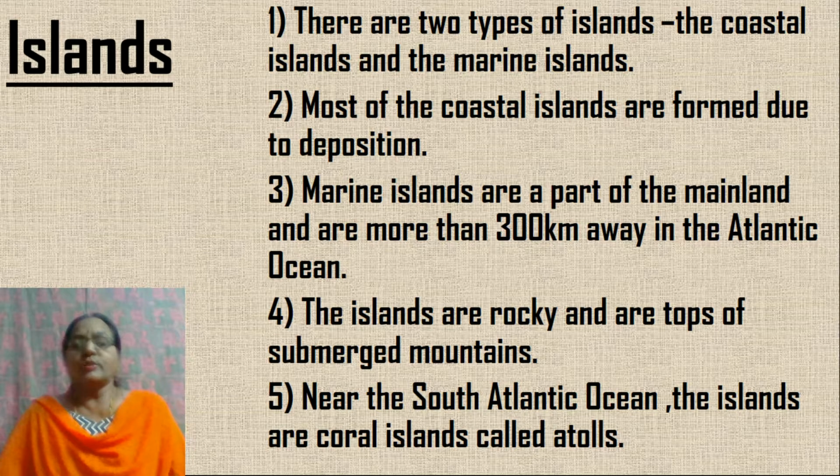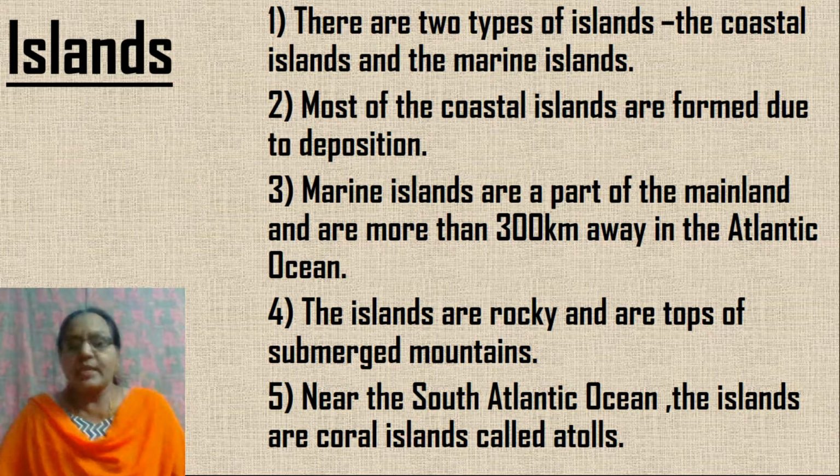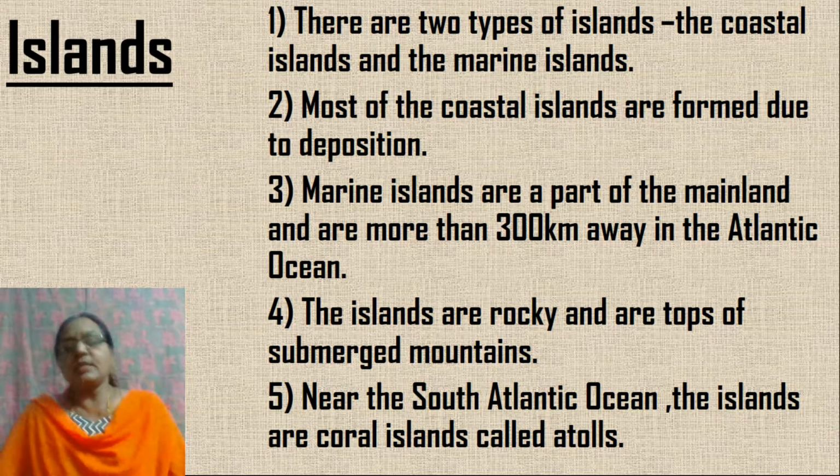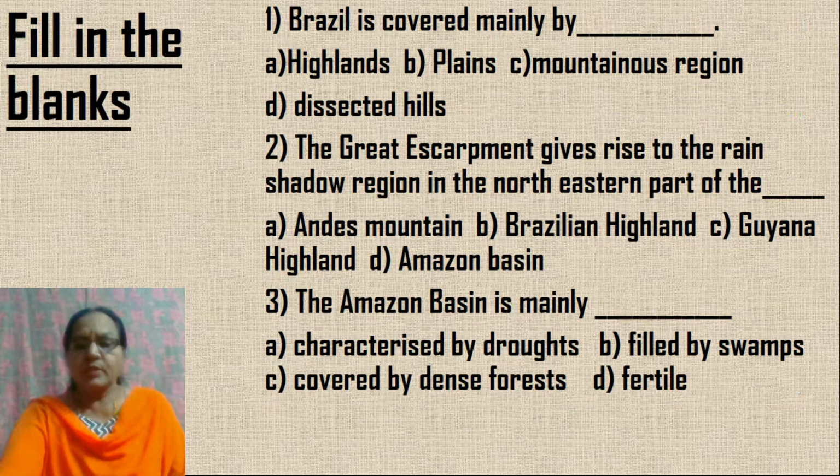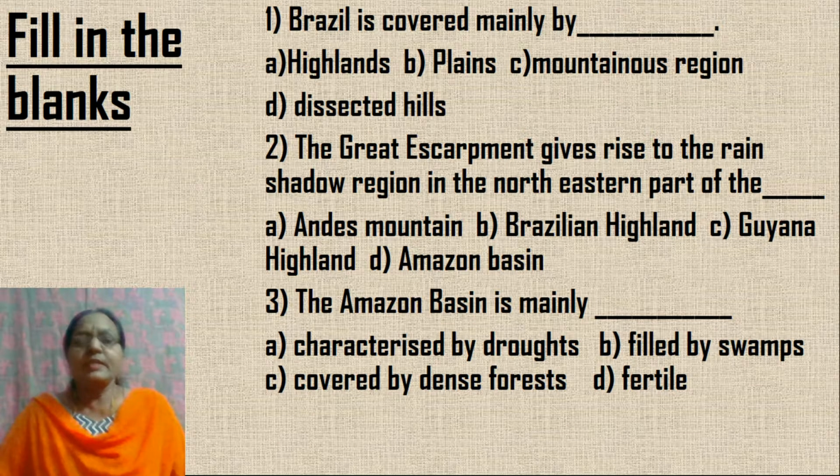Okay, so children, we have finished with the physical features of Brazil. So we have studied the Brazilian highlands, then the Great Escarpment, the plains formed by the river Amazon, as well as the Parana and the Paraguay rivers, as well as the coastal plains and the islands. Okay, so let us do a small activity here.